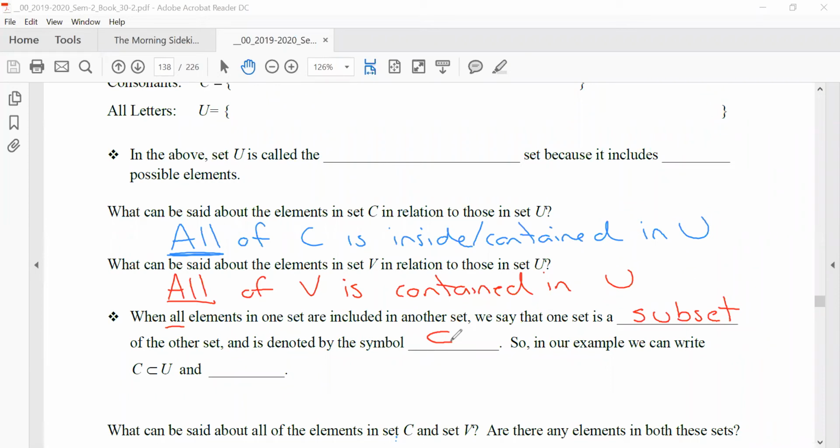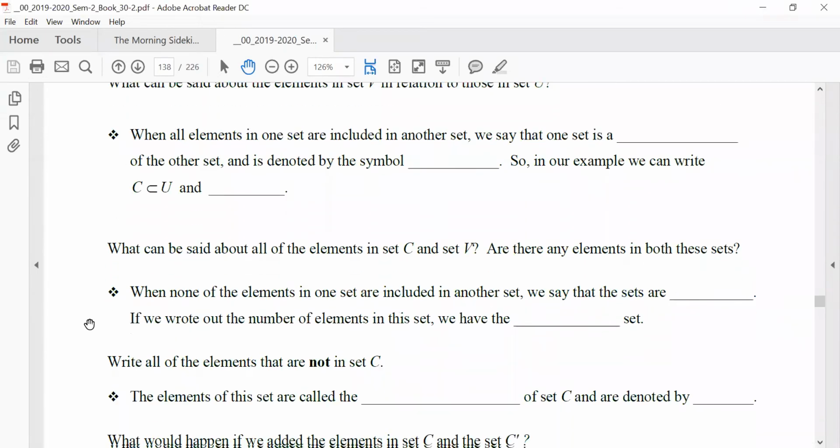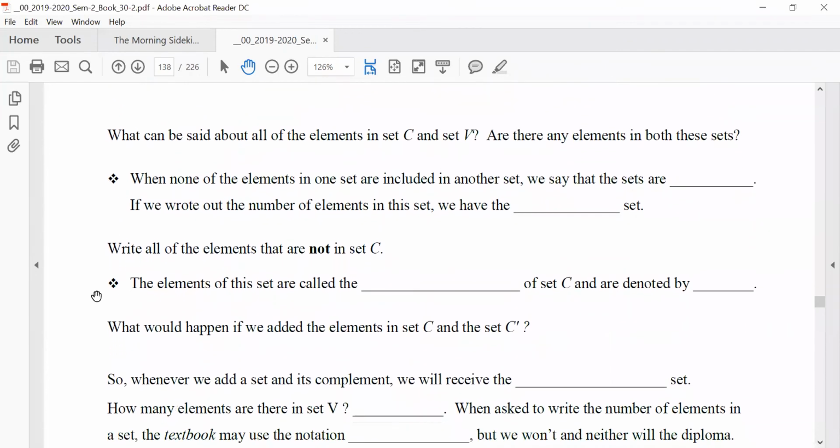So in our example, we can write that C is a subset of U. V is a subset of U. Okay, just like that. So what we're really doing is just taking our words and turning them into the international language of math. Okay, so a couple definitions there: universal set, element, subset.